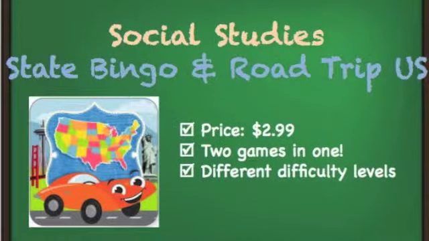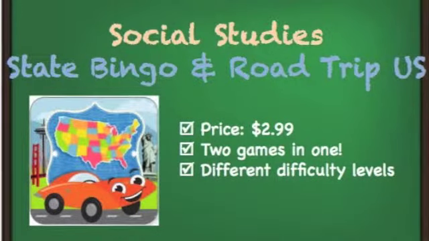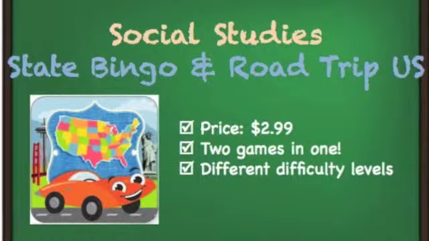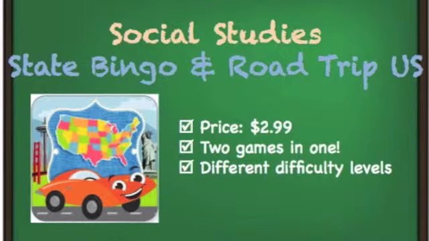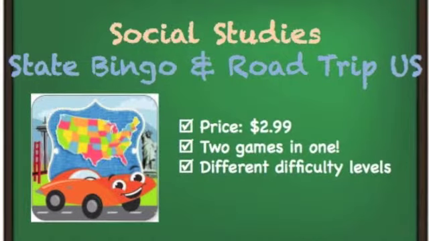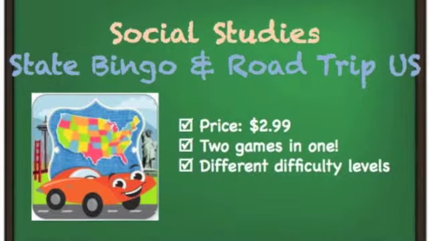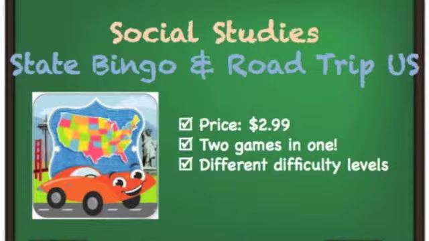For social studies, I found an app called State Bingo and Road Trip US, and this is actually 2 games in 1. When you win a round of either game, you gain a state, and the goal is to get all the states. There's definitely some motivation in this game, which makes it more fun. It was $2.99, which is a steal for basically 2 apps in 1. There are different difficulty levels, which helps differentiate. Let's see what it looks like.